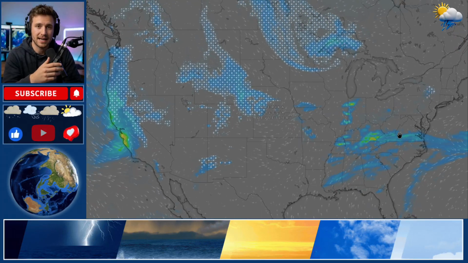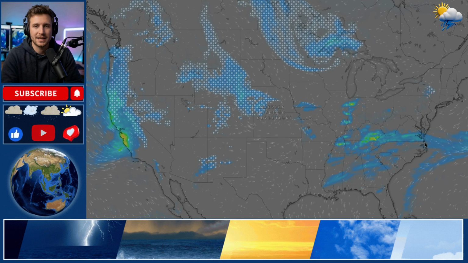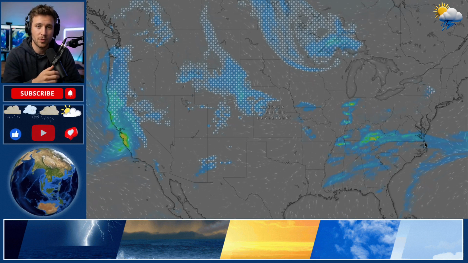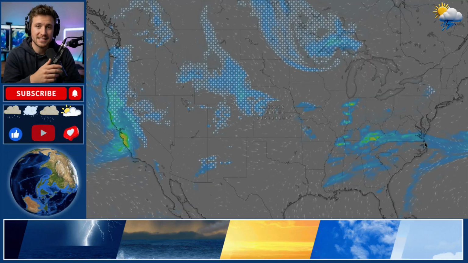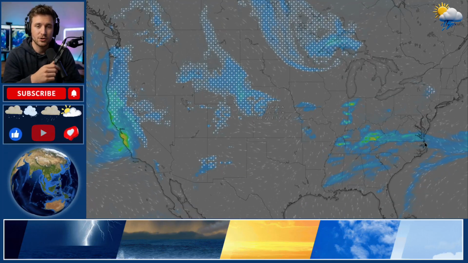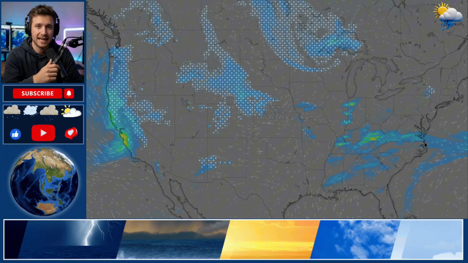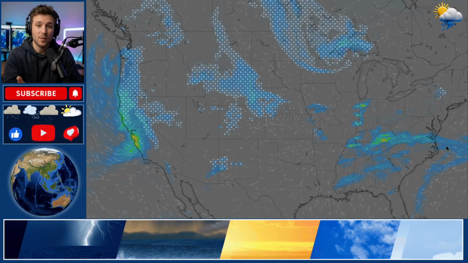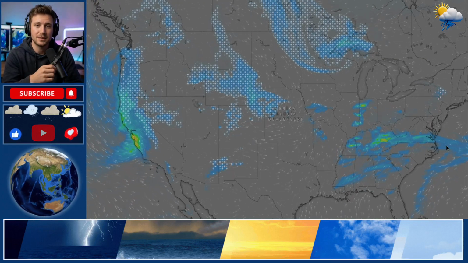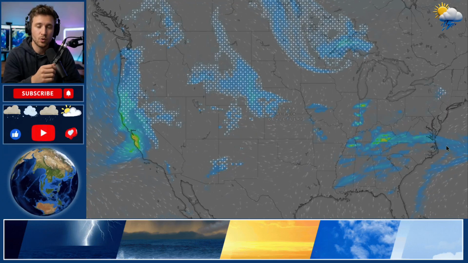Let's talk about timing and evolution, because this isn't a quick-hitting event. When we look at the timeline, what we're seeing is an initial cold surge that establishes across the central United States, and then it holds. This pattern doesn't look short-lived. The cold appears sustained rather than brief. That means we're not talking about one cold day followed by a warm-up. We're talking about multiple days, potentially a week or more, of below normal temperatures.